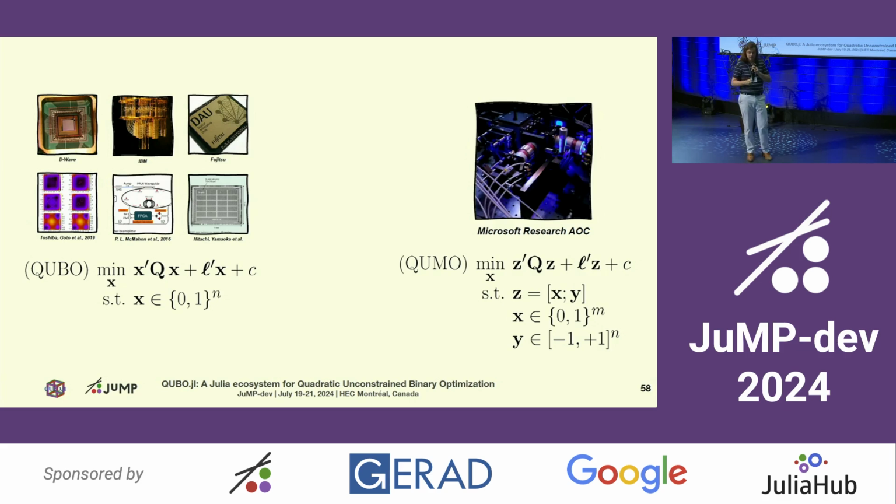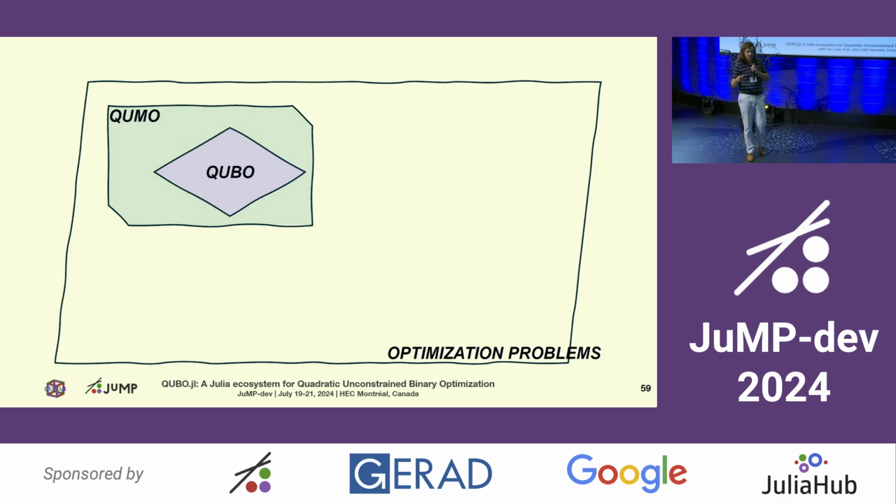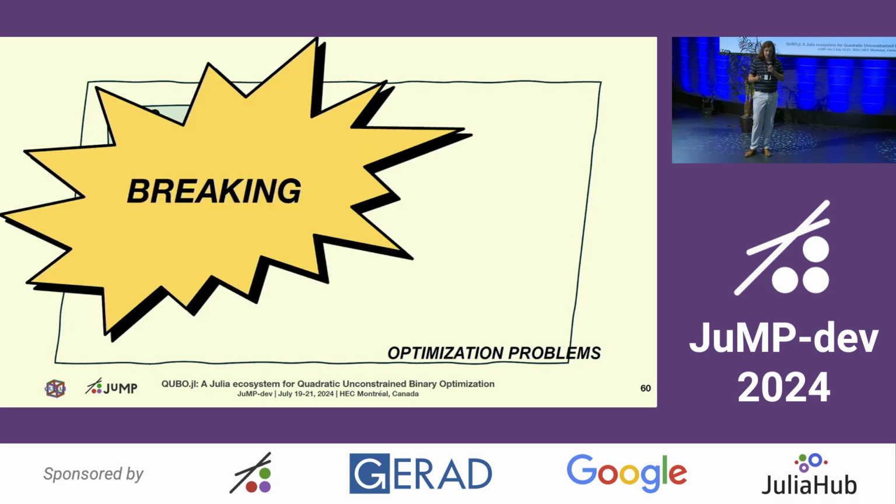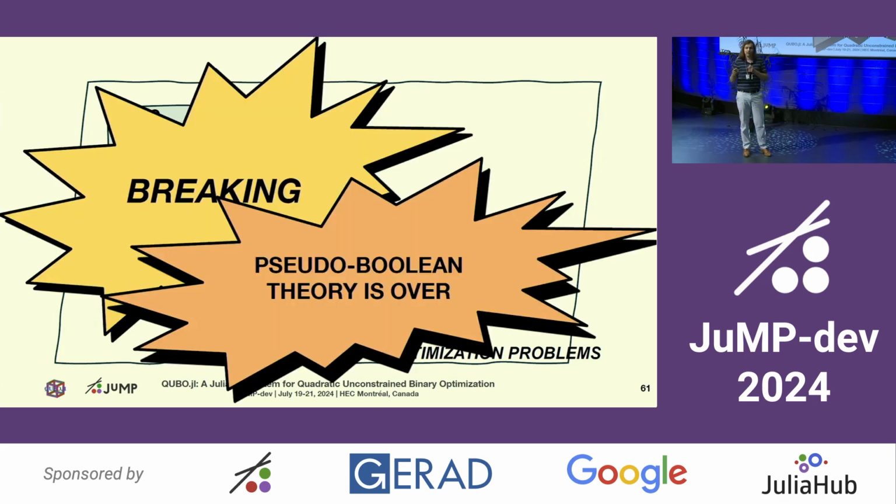What we see is that QUMO is a small extension to QUBO, and we thought in the first place that it was going to be very straightforward, that we would just use all the machinery we have already. But unfortunately, the pseudo-Boolean theory doesn't apply the same way as we were expecting. So in a certain sense, we had to rethink much of the pipeline that we were working on.